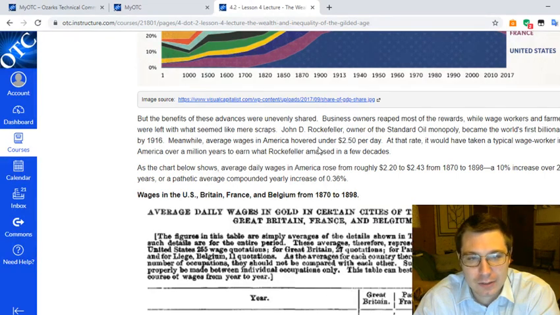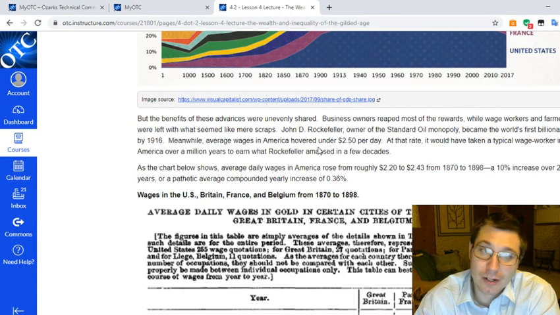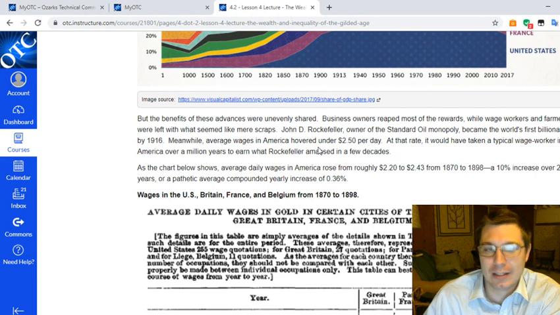John D. Rockefeller, owner of the Standard Oil monopoly, became the world's first billionaire by 1916. Meanwhile, average wages in America hovered around $2.50 per day. At that rate, it would have taken a typical wage worker in America over 1,000,000 years to earn what Rockefeller amassed in a few decades.